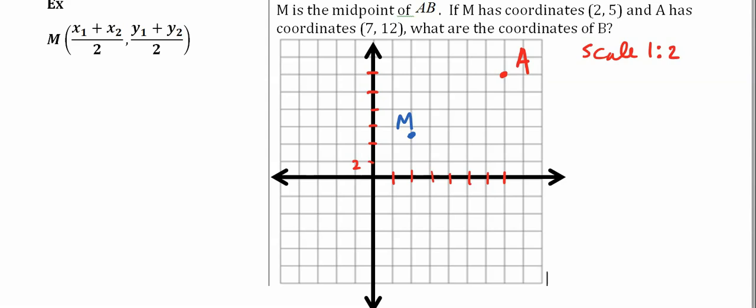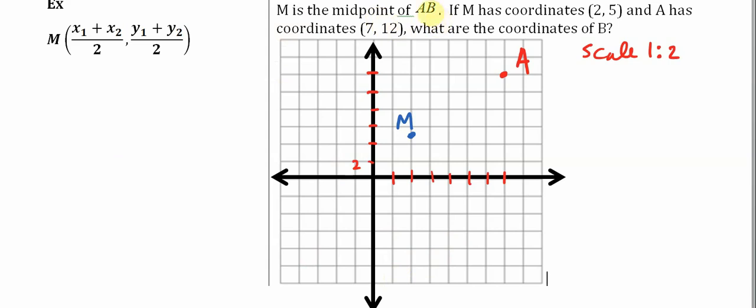In this video, we will look at a slightly different example that uses the midpoint formula, or that uses midpoints in general. So again, I've written the midpoint formula here on the left side so that you can see it and we can refer to it. And let's walk through this problem slowly.